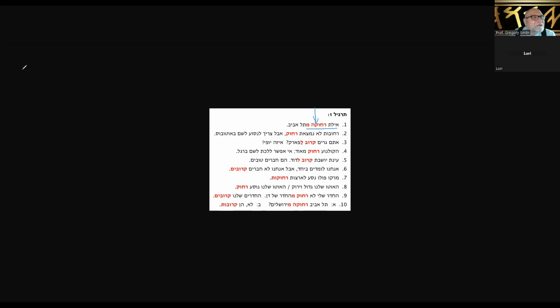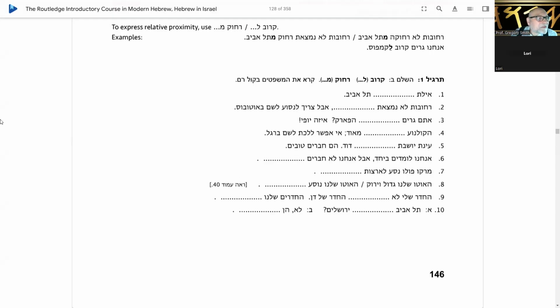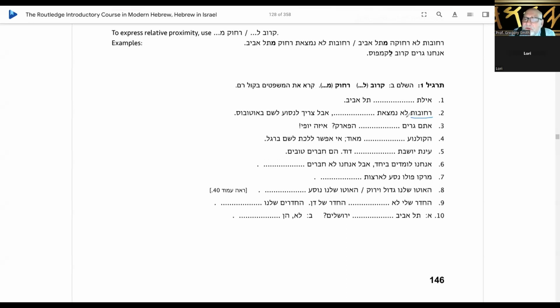All right, so now let's try. Maybe I can get one of these right. Help me. All right, so let's go to number two. Rehovot lo nimsa et. Rehovot is not located, blank. Aval zarik lensoa lesham beotubus. Okay, but you need to travel there by bus, which is on the bus.